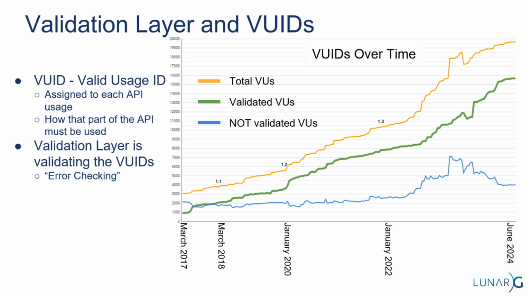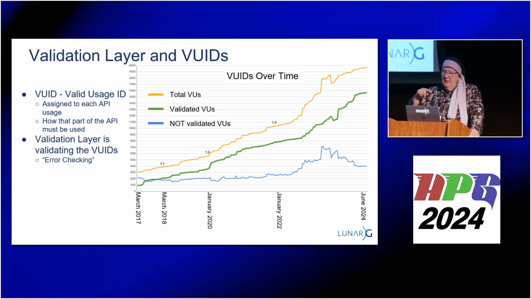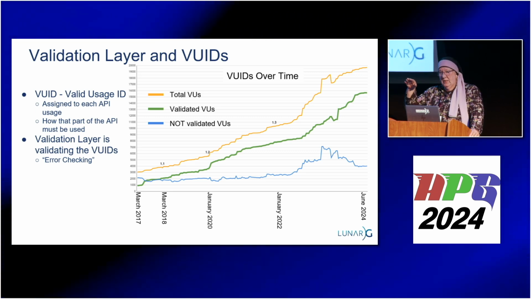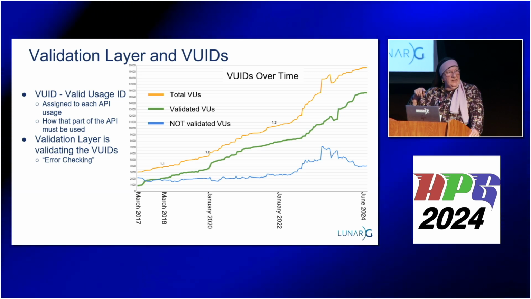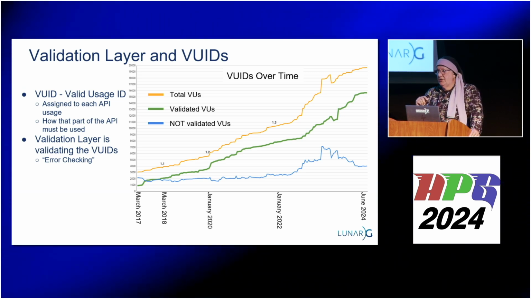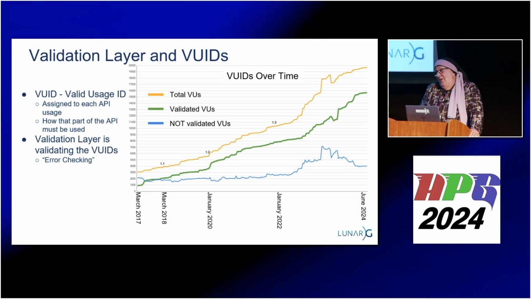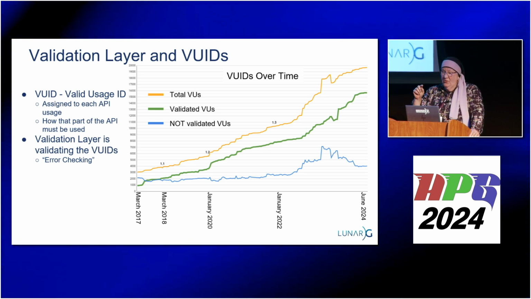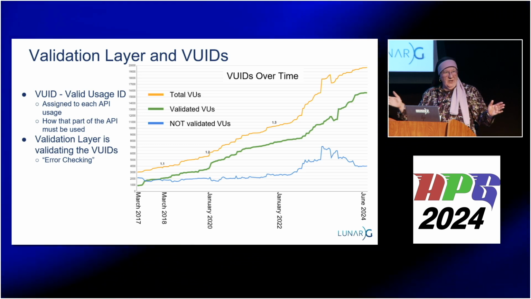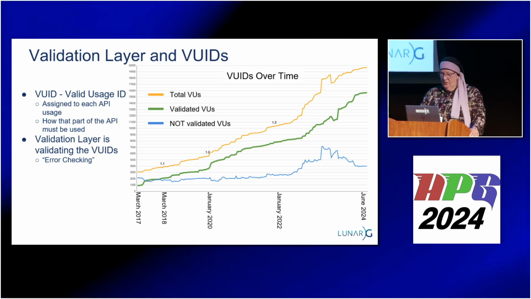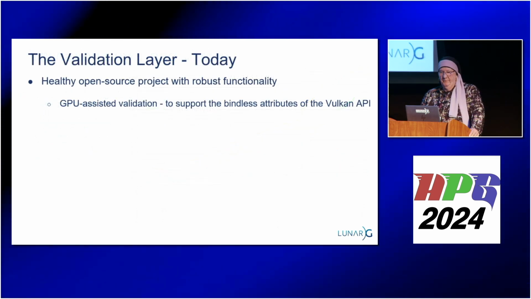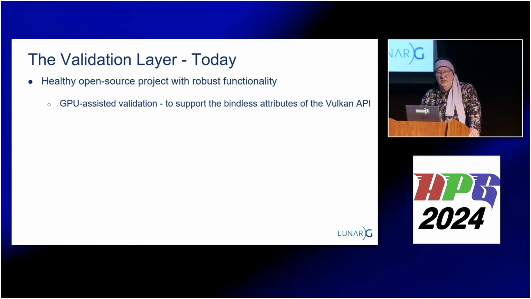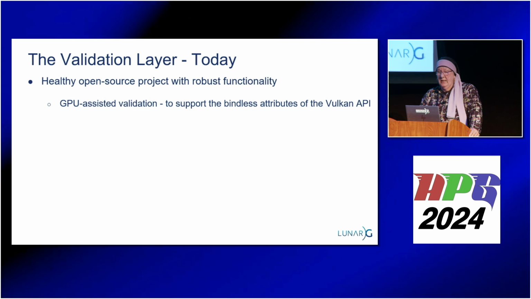Okay, so this is what is partially contributing to the size of the code base of the validation layers. The yellow line shows the valid usage IDs as they're defined by the Vulkan Working Group and released. The green line are ones that are actually validated by the validation layer today. And the blue line, we haven't gotten to them yet. And what we want is the gap between that green line and blue line to get wider and wider. It's going the right direction. So today the validation layer, it's pretty healthy open source project, has pretty robust functionality.